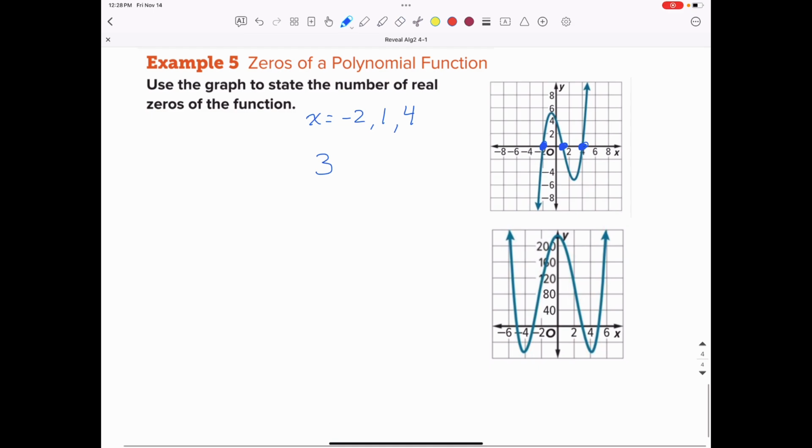And then the bottom one, we can state the real zeros. There is a real zero right there at negative 5. There's one next to it halfway between negative 4 and negative 2, and that's probably about negative 3. Halfway between 2 and 4 would be positive 3, and halfway between 4 and 6 would be positive 5. And notice that there are 4 places where it crosses the x-axis, so there are 4 real zeros.